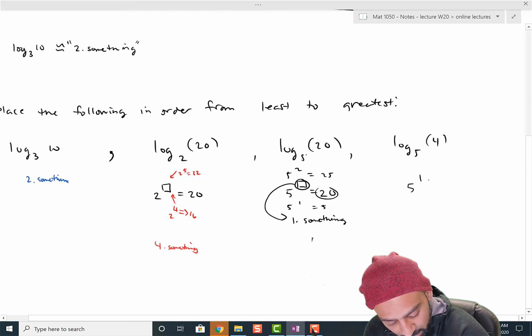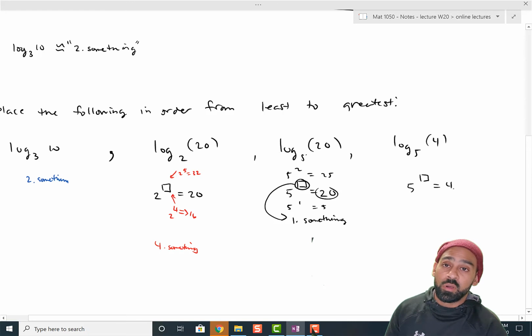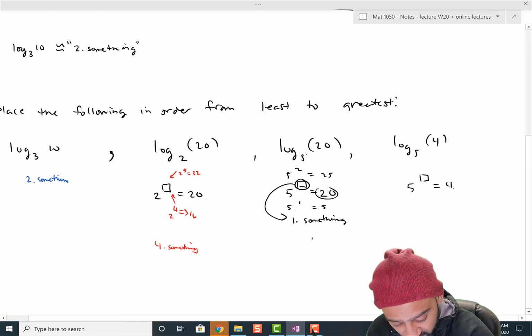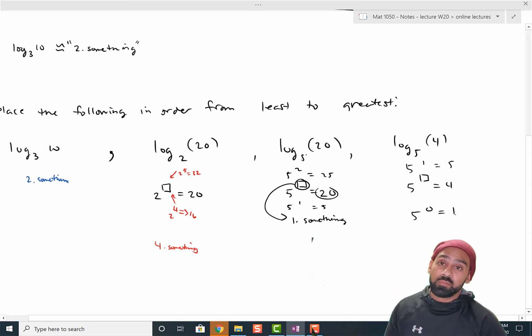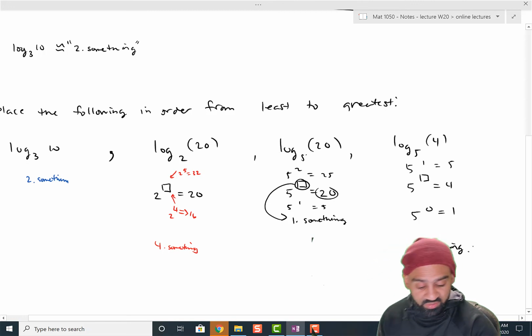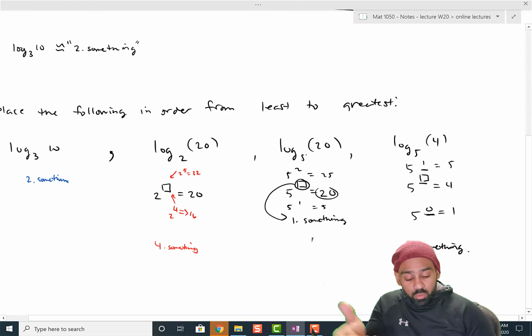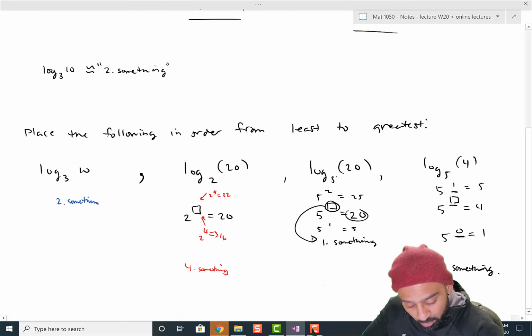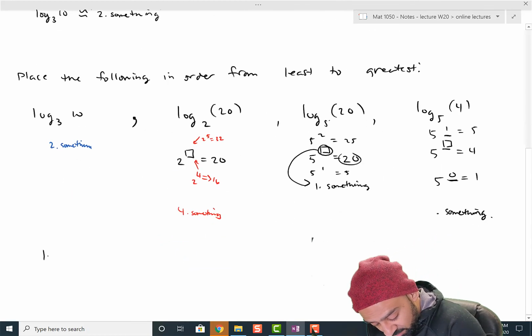All right, same thing here. 5 to what power is 4? Well, it can't be... let's see here. 5 to the first power is 5, and 5 to the 0 power is 1. So therefore, this exponent has to be point something, in between 0 and 1. Now, I don't know what the actual numbers are, but I can still put them in order. Why? Because I know point something is the smallest. So log base 5 of 4 is the smallest.